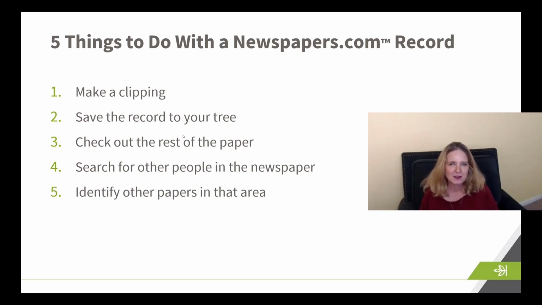So, what are the 5 things you need to do? First, we'll make a clipping. That'll allow us to save it and share it. Then we'll save it to our tree on Ancestry and associate it with the appropriate facts. Next, we'll check out the rest of the newspaper. Is there anything else of interest in there? Or maybe we can just gain context.